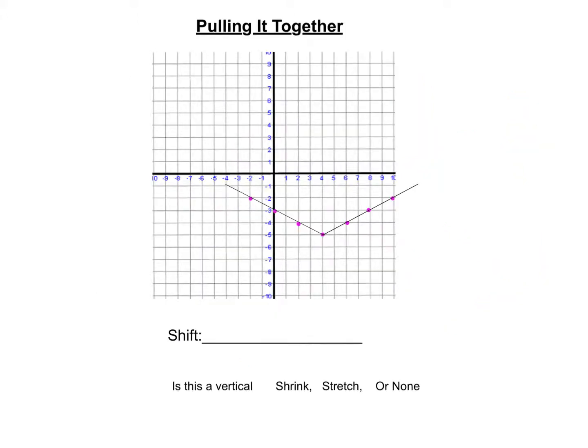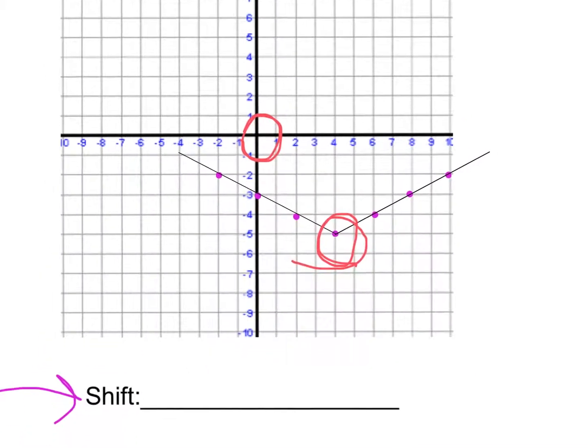Alright, now here's where we're going to start mixing the two things together. I'm asking you to identify the shift and then tell me if it's a shrink, stretch, or neither. Alright, so here we go. First thing I notice, again, is that my vertex, that's this guy right here, is not where it should be. It should be here at 0, 0, but it's not. So I have to tell everybody where this thing shifted to. Where did it go? Let's zoom in a little bit here so we can do our counting.